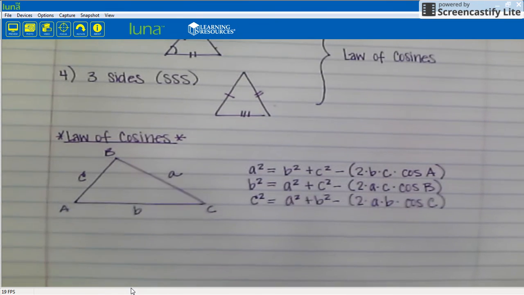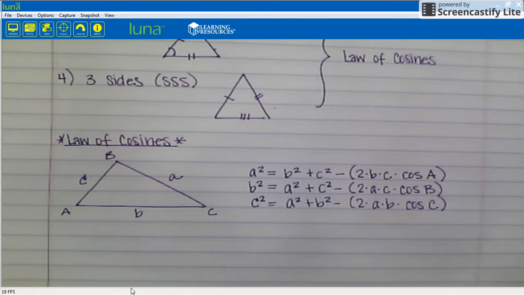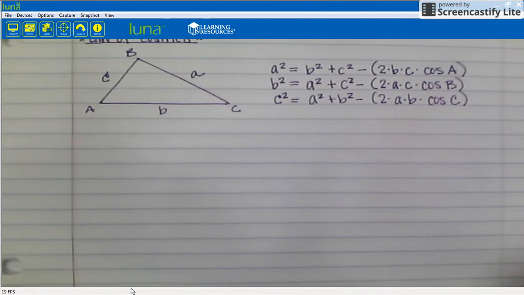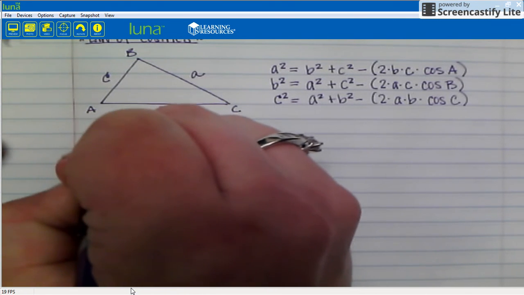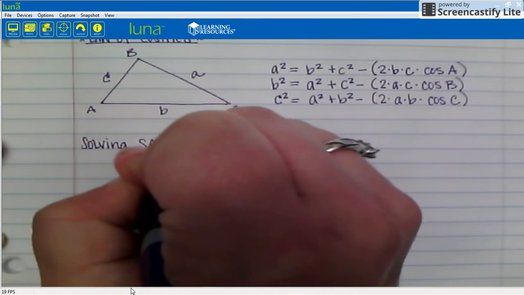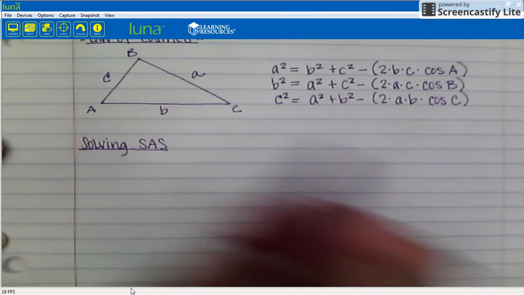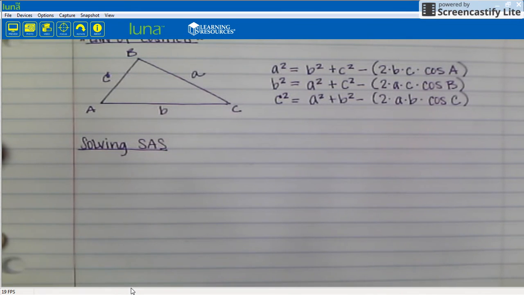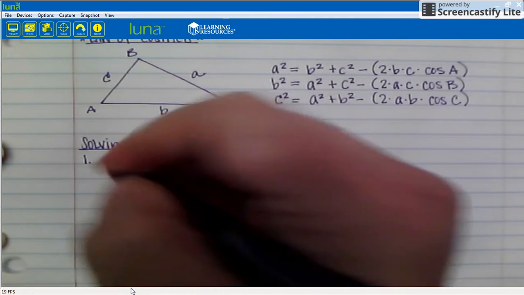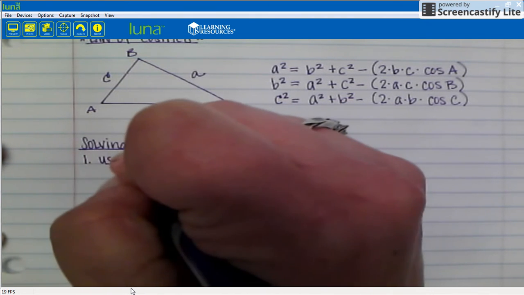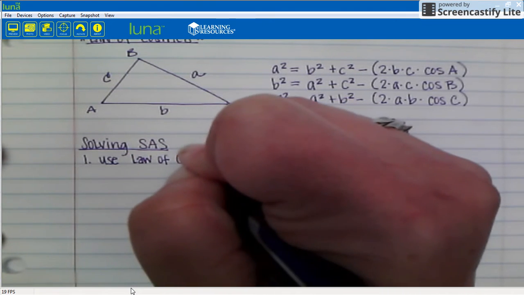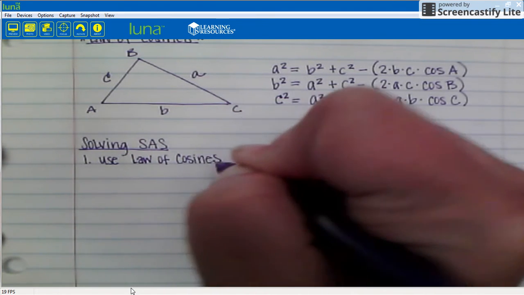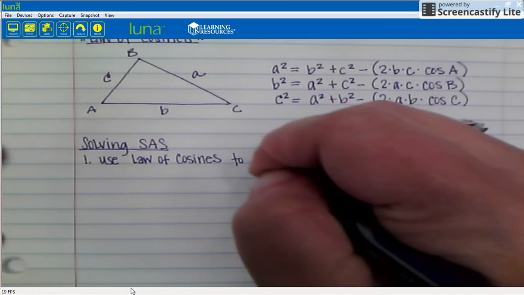So when you're solving oblique triangles, you'll have 2 different instances. The first of which is side angle side. So if you're solving a side angle side, then your first step is you're going to use the law of cosines to find the opposite side.